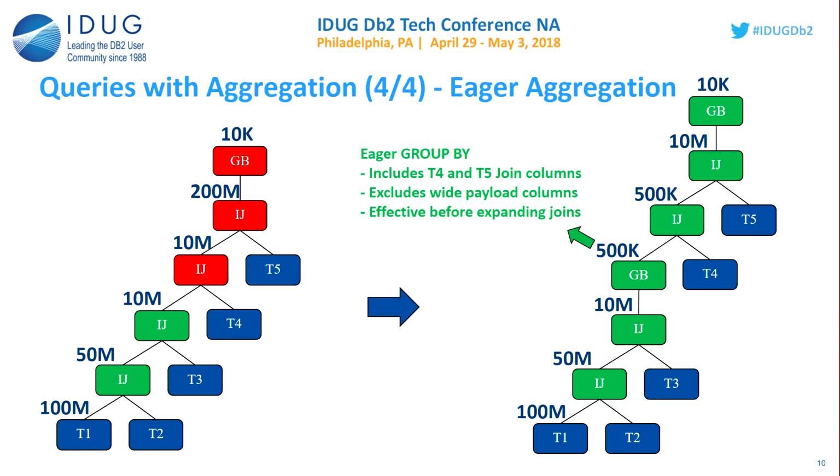And then when we are doing this join, we pick up the wide columns, and we do expand with this join, but you can see that the numbers are much smaller, 500,000 versus 10 million, 10 million here versus 200 million. And then we do the final aggregation, but it's on a smaller set of rows, and the final aggregation does have the wide columns, but it's on a much smaller set of rows.